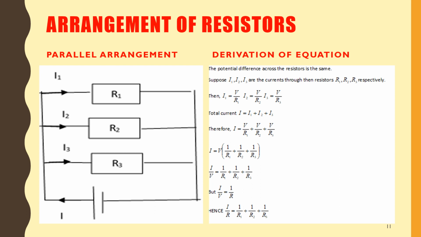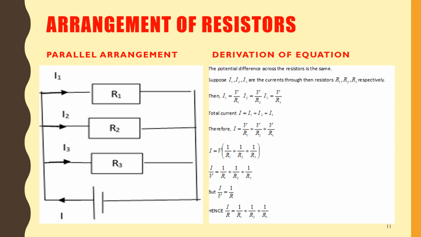Those are the various currents, but the sum of the currents is equal to I, the current produced by the battery. So I is equal to I1 plus I2 plus I3. When you add those three currents, you get V over R1 plus V over R2 plus V over R3. You get I equal to V times (1 over R1 plus 1 over R2 plus 1 over R3). But I over V is the same as 1 over R. Therefore, 1 over R, where R is the effective resistance, is equal to 1 over R1 plus 1 over R2 plus 1 over R3. That gives us the expression for the effective resistance.